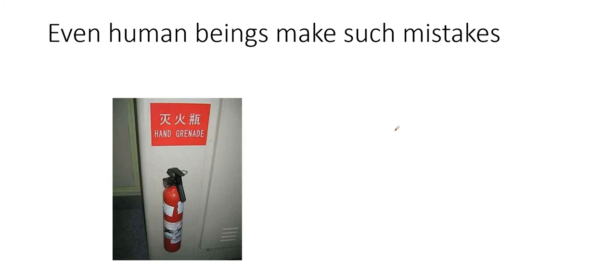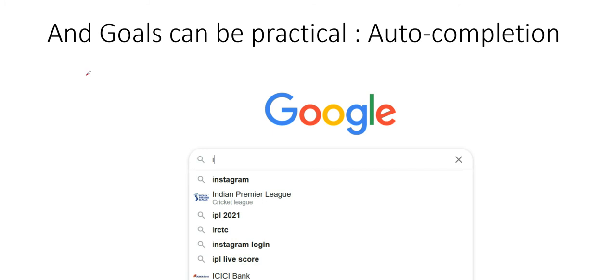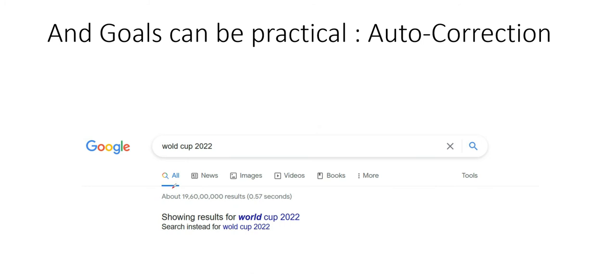Mistakes may also happen through human beings, as you can see from the picture. So goals can be practical, like if we type I, then some suggestions will come as per the time. So there is an auto completion facility available. Then auto correction: if we make some mistake, it will suggest the correct result, and it is corrected automatically.